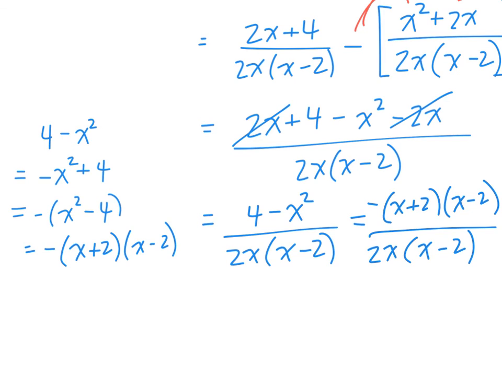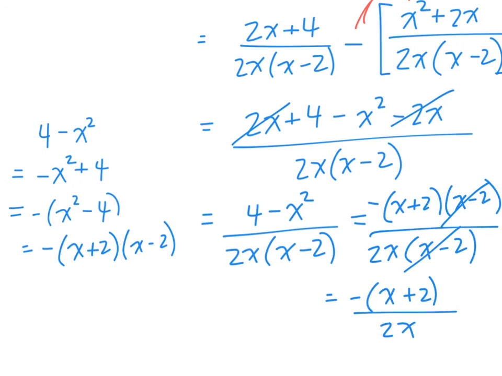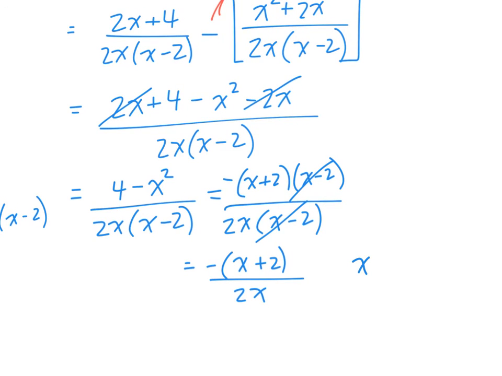Yes, question? How did you get 4 minus x squared? Okay, so 2x plus 4 minus this whole thing, when you distribute a negative, becomes... Okay, so now x minus 2 is going to cancel. We have a negative outside of x plus 2 over 2x. Restriction. X can equal what?